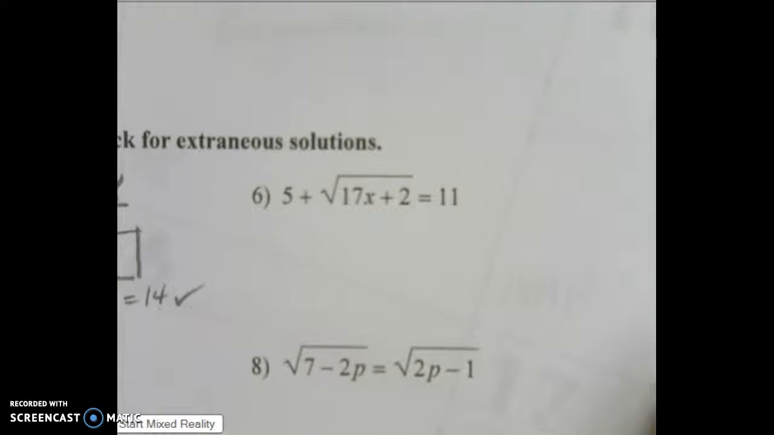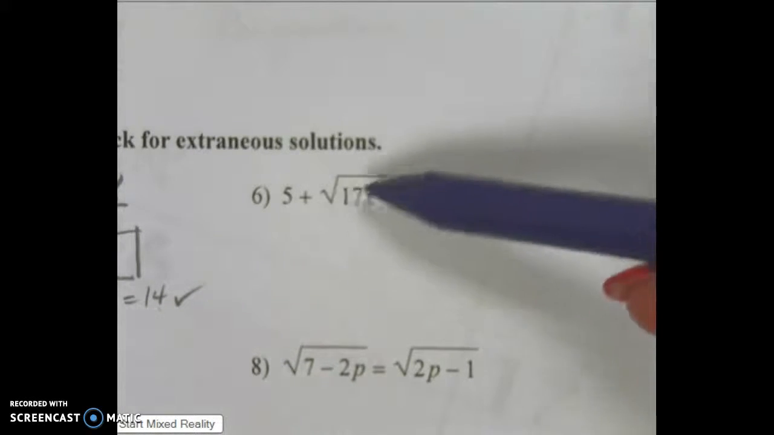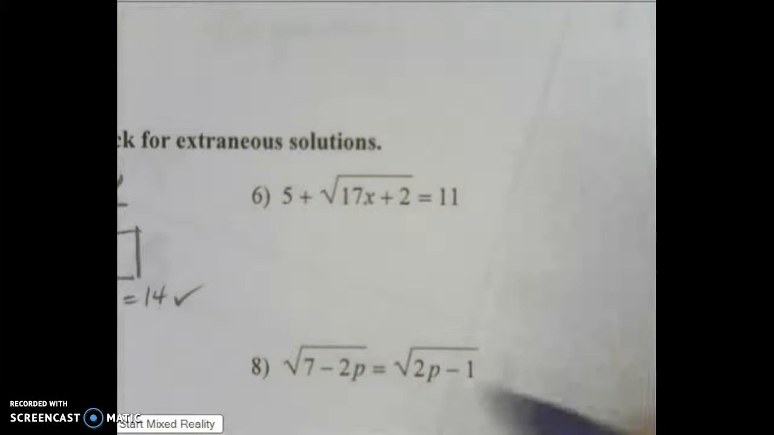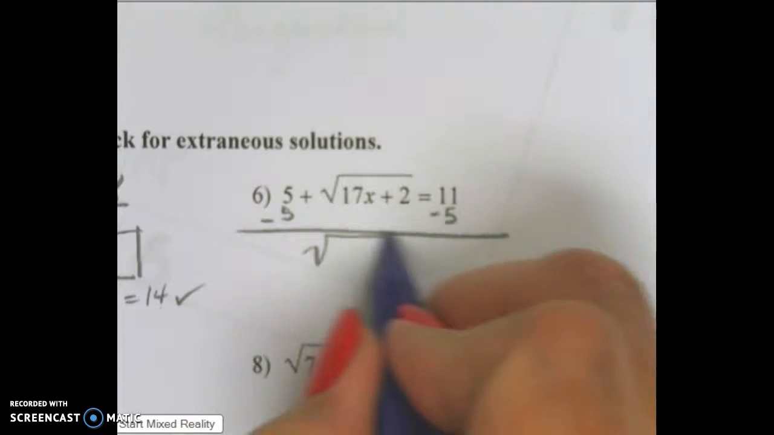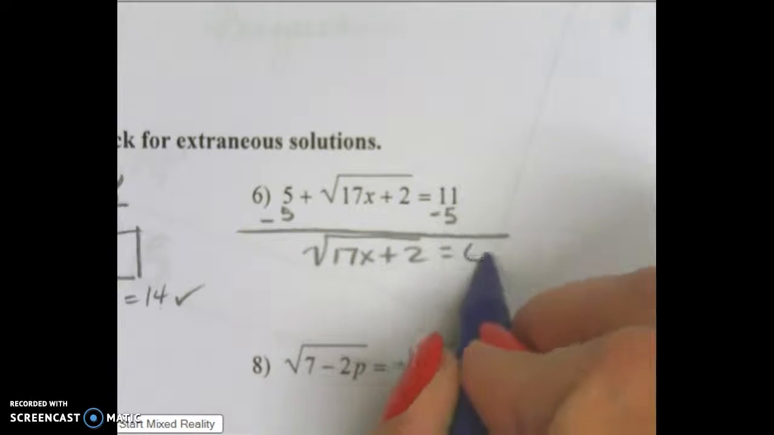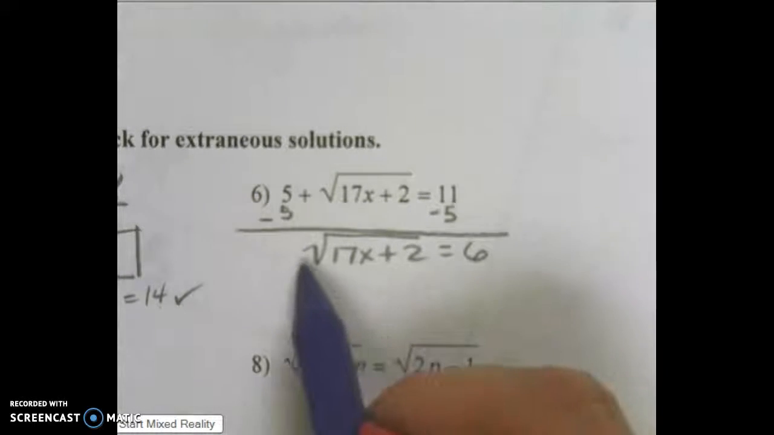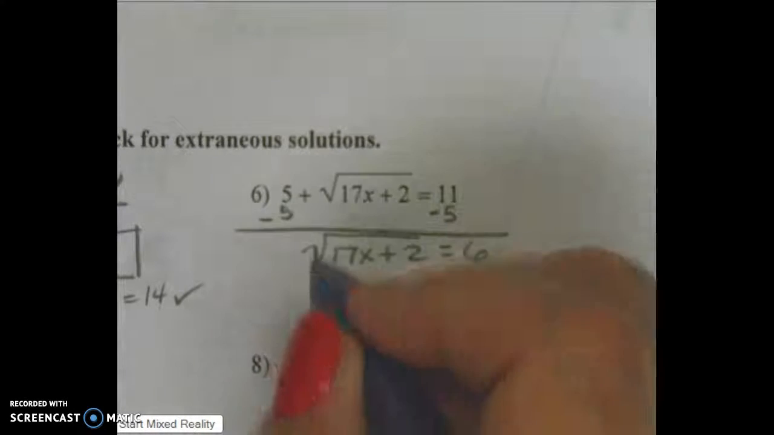Let's look at the next one. Again, I have a square root. I only have 1, so I need it to be all on its own. So I'm going to subtract my 5. So I get the square root of 17x plus 2 is equal to 6. To get rid of a square root, I must square both sides.